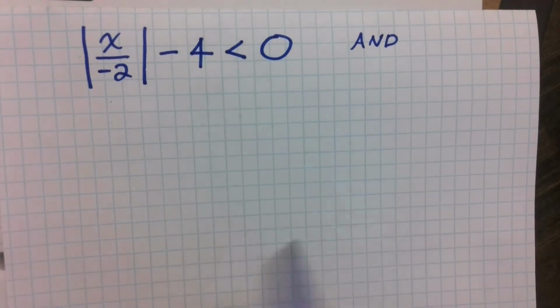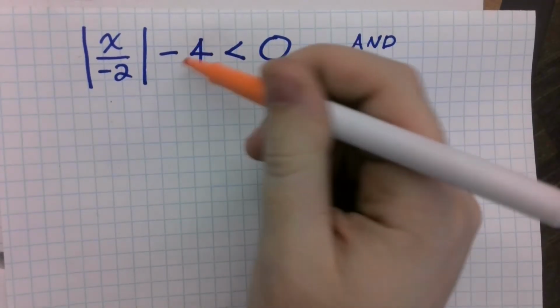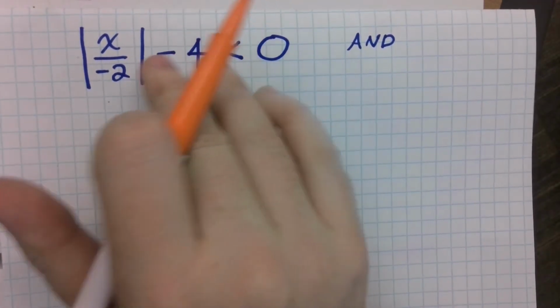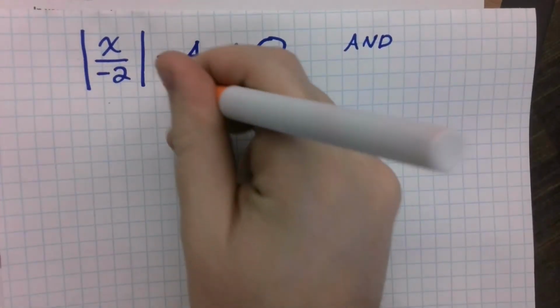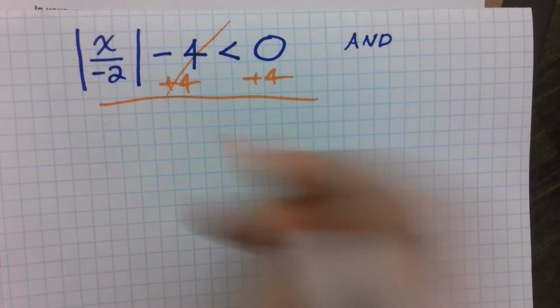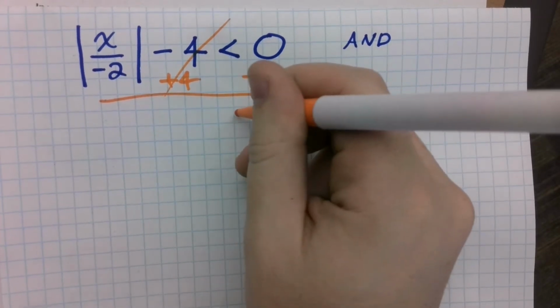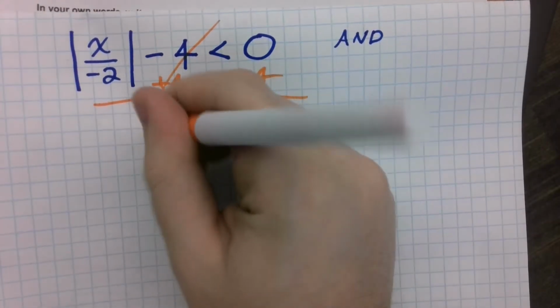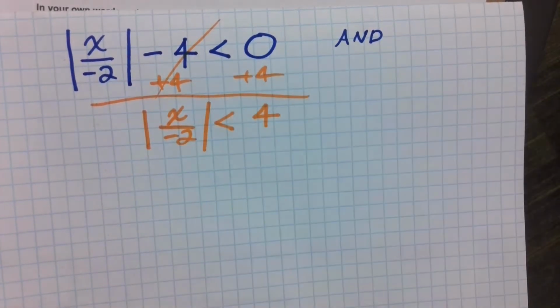So what do we need to do first? Can we split? If you said no, you're correct. We cannot yet split this problem because we've got this minus 4 that's still here. You can only split when all you have left is your absolute value. So let's add 4 to both sides. When we do, these ones will cancel out. 0 plus 4 is 4. And since we didn't multiply or divide by a negative, everything is going to stay the exact same way it was.